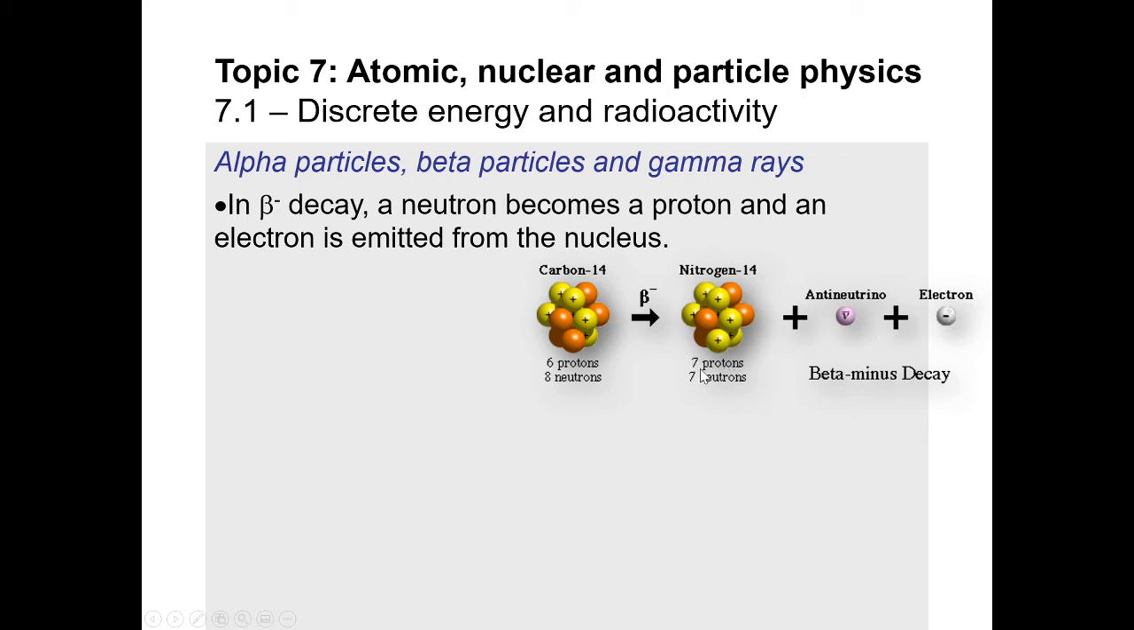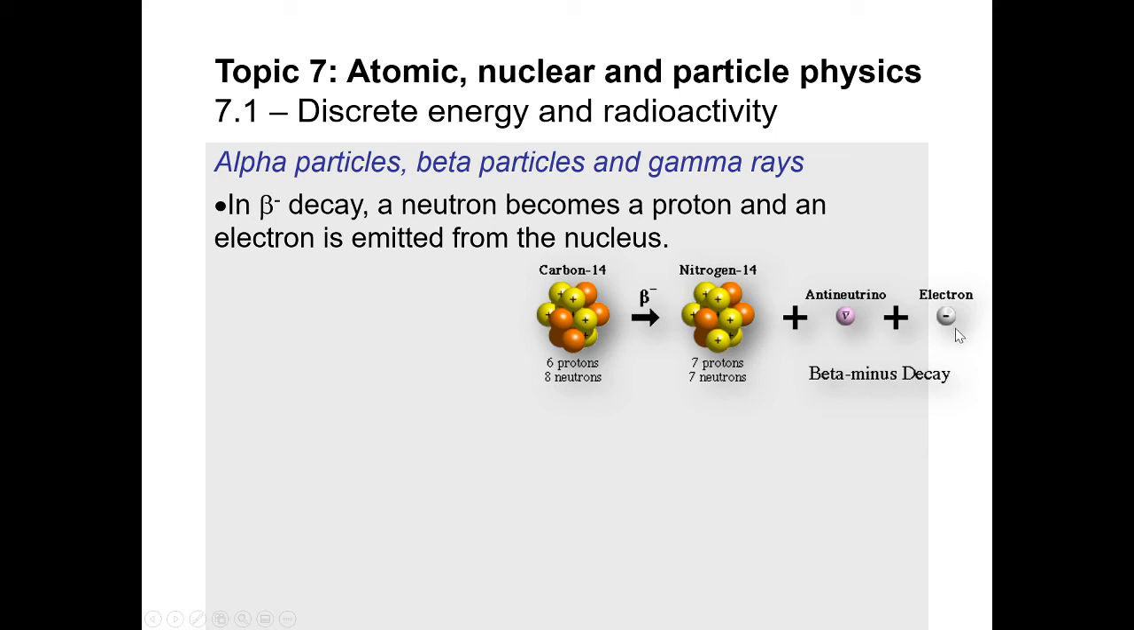Now, something to notice is that instead of 6 protons, which would have been carbon, we now have 7 protons. So this is an entirely new element now. Carbon-14, when it undergoes beta minus decay, decays into nitrogen-14. It still has the mass number 14 because now instead of 6 and 8, you have 7 and 7. Right? So that number stayed the same.